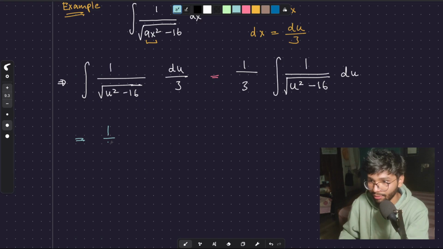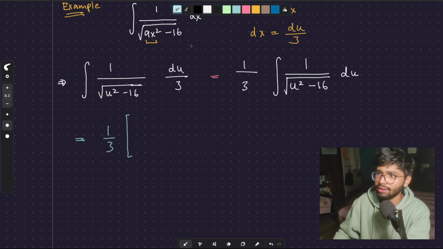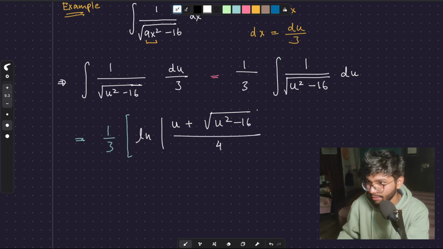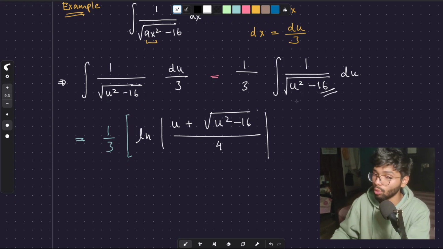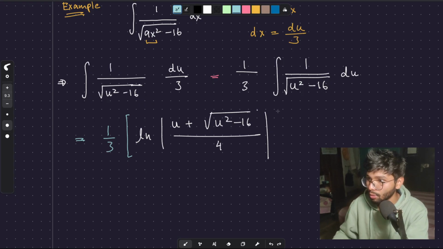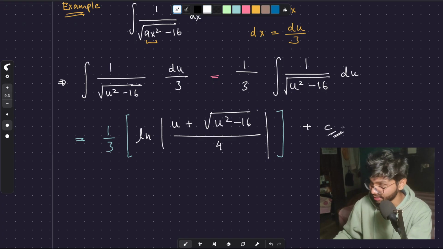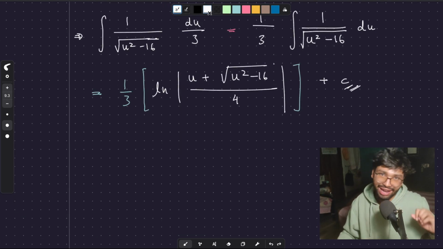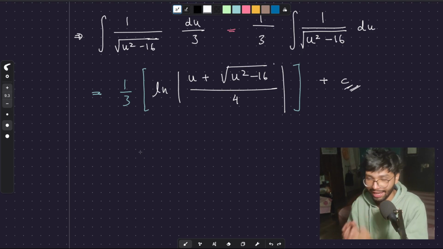So we're going to have 1 over 3, and then over here we're going to have our natural log of u plus this thing, not x, u squared minus 16. And over here we have a 4 because this is 4 squared. And we're going to close this, add a constant, and we are done. But are we? We are not, because we're still in the u mode. We're going to have to get back to the x mode.